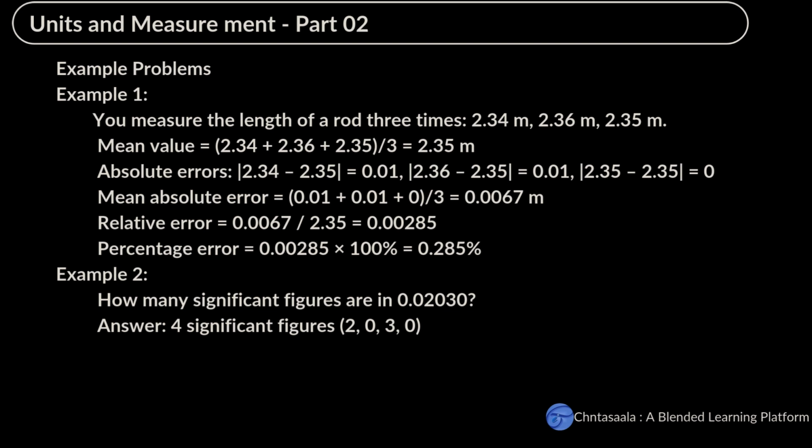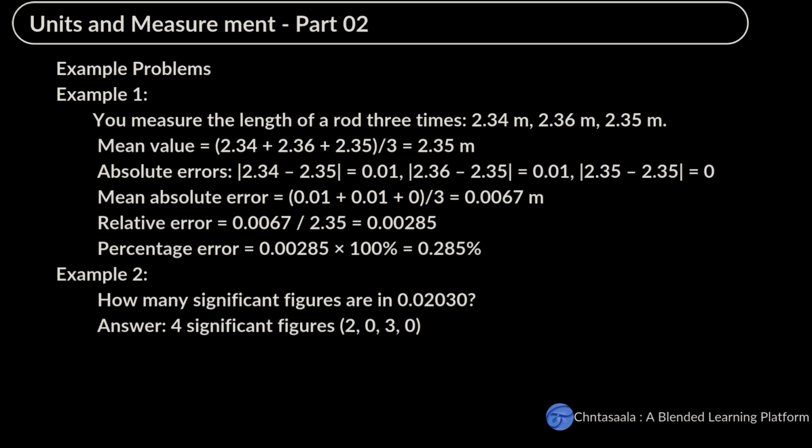Here is an example problem solved for you. You measure the length of a rod 3 times as 2.34 meters, 2.36 meters and 2.35 meters. Mean value is equal to the sum of all values divided by 3, that is, 2.35 meters. Absolute error equals, in the first case, the absolute value of 2.34 minus 2.35, which is equal to 0.01, in the second case it is 0.01 and in the third case, it is 0.